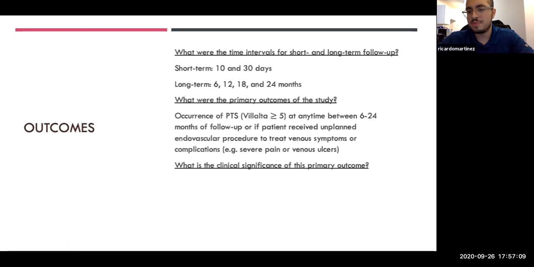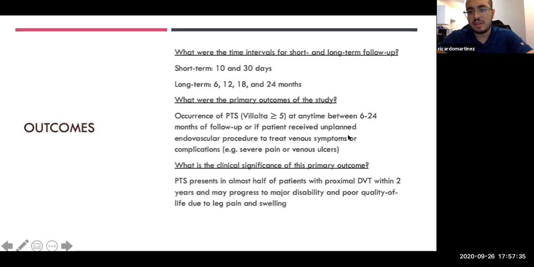And then the primary outcomes of the study were basically looking at the occurrence of PTS at any time between 6 to 24 months follow-up if the Villalta was greater than 5, or if patients received any sort of unplanned procedure to treat any symptoms from the previous DVT, which could include pain, difficulty ambulating, and ulcers, which were some of the bigger ones as well.